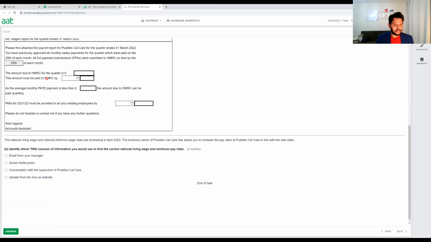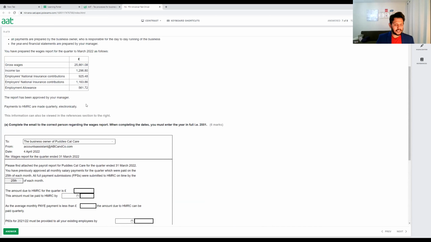The amount due to HMRC for the quarter is how much? So we need to look at how much you need to pay to HMRC. So we need to see how much the income tax is. So income tax, we have 1,296.80. Then we have the employee NI, 925.48. Then we have the employer's NI, that is 1,163.86. And we have the employment allowance.